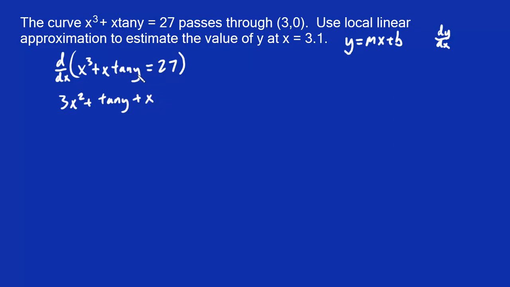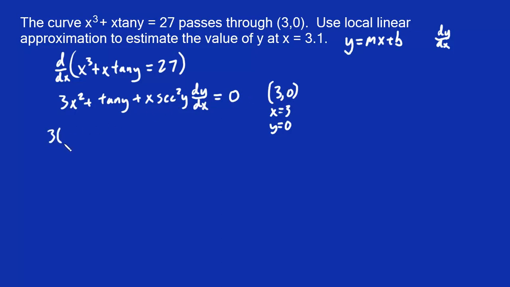Then the derivative of tangent y with respect to y is secant squared y, but we're taking the derivative with respect to x, so we need to add the chain rule factor dy/dx. That's equal to 0 because the derivative of any constant is 0. At this point we could get dy/dx by itself, but it's easier to just plug in the values for (3, 0). So x is equal to 3, y is equal to 0. That makes the algebra a little easier when we solve for dy/dx at (3, 0).